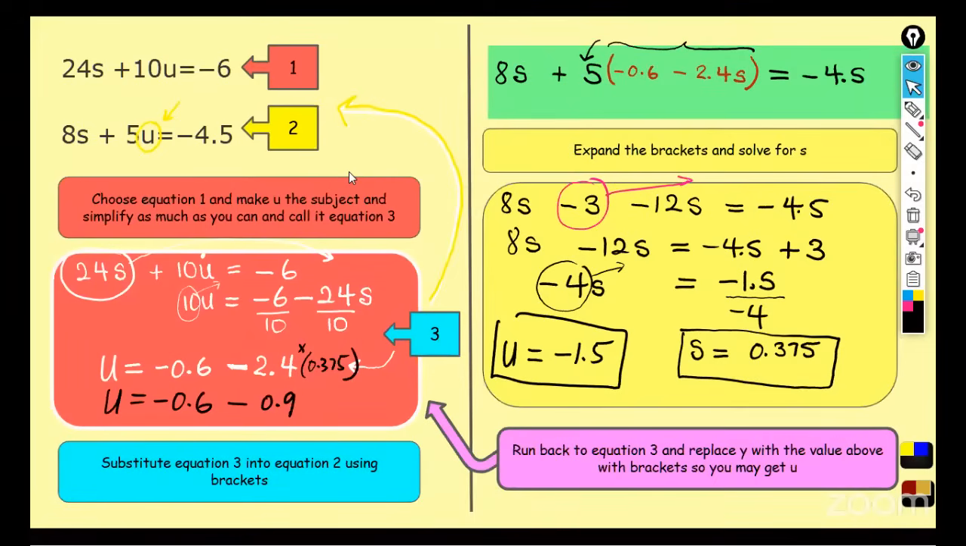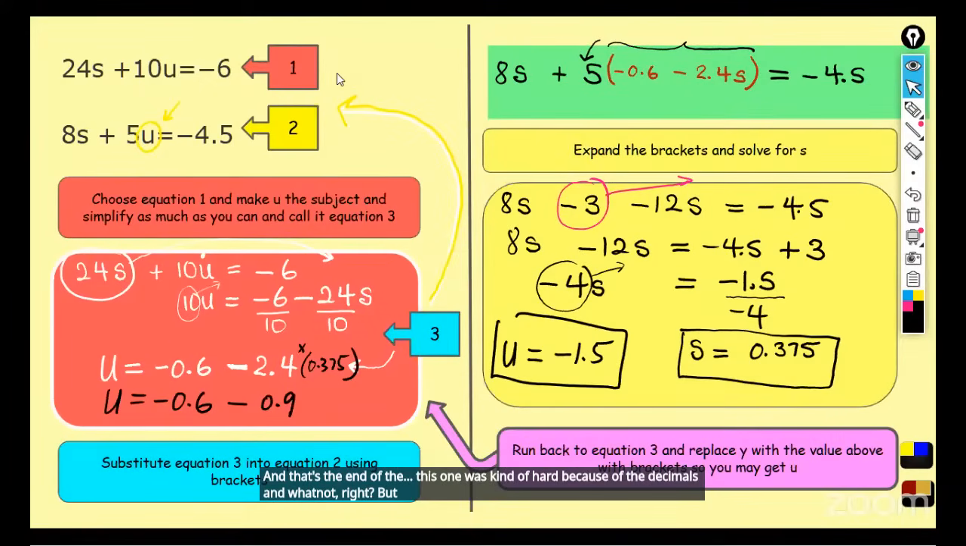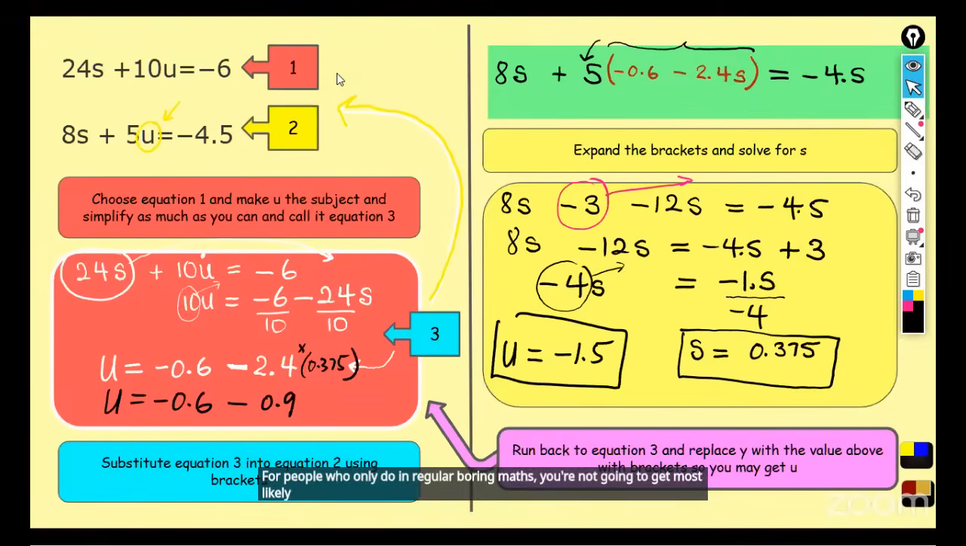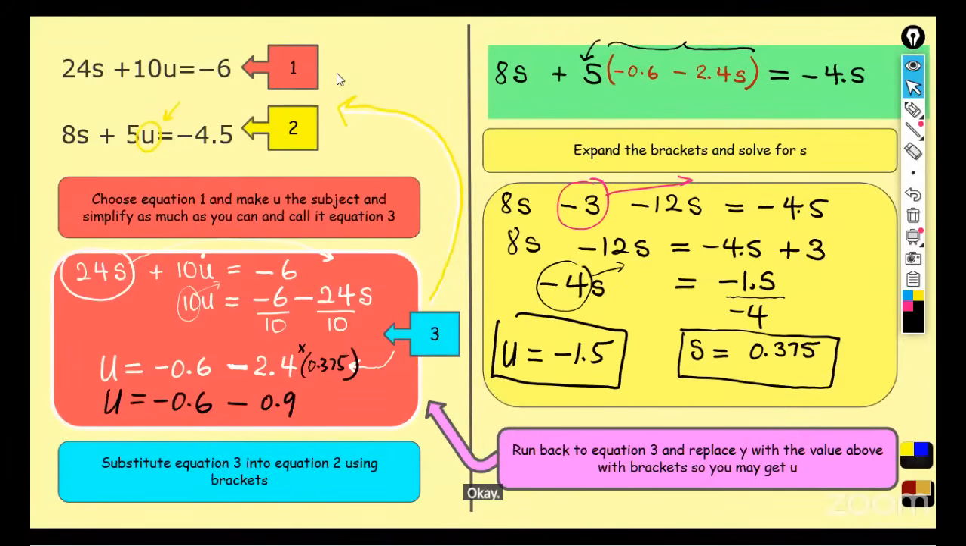And that's the end of this one. It was kind of hard because of the decimals and whatnot, right? But for add maths, the values just get really harder, right? For people who are only doing regular boring maths, you're most likely not going to get this. Actually, no, I lie. You could get a question like this in CXC maths. That's my bad. Right? Now, guys, like I said, it doesn't matter if you picked up on everything.